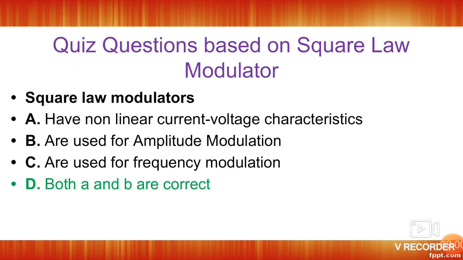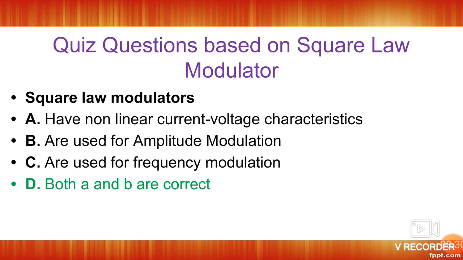In the block diagram discussed, we have one summer, next a nonlinear device and a band pass filter. For that nonlinear device we have transistors. For these nonlinear devices, simply semiconductor devices, that is diodes or transistors, are used. This nonlinear device will always have nonlinear characteristics. So the first option is correct here, they have nonlinear current voltage characteristics.